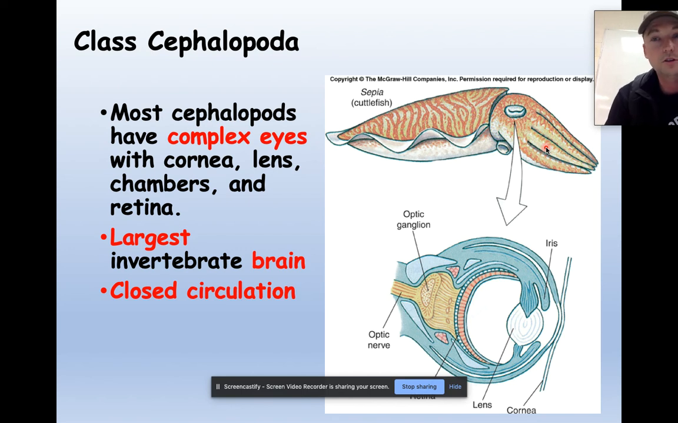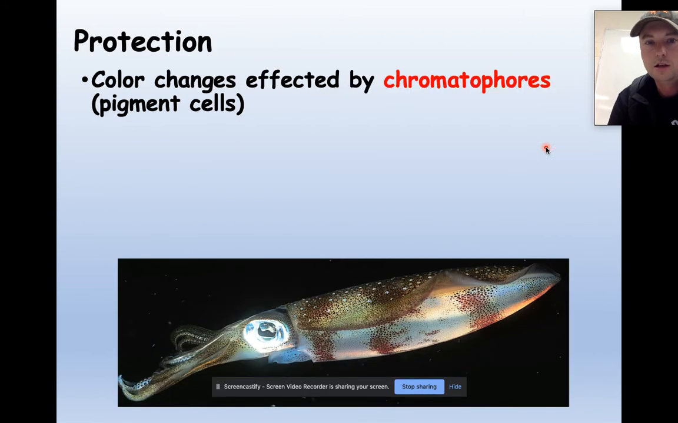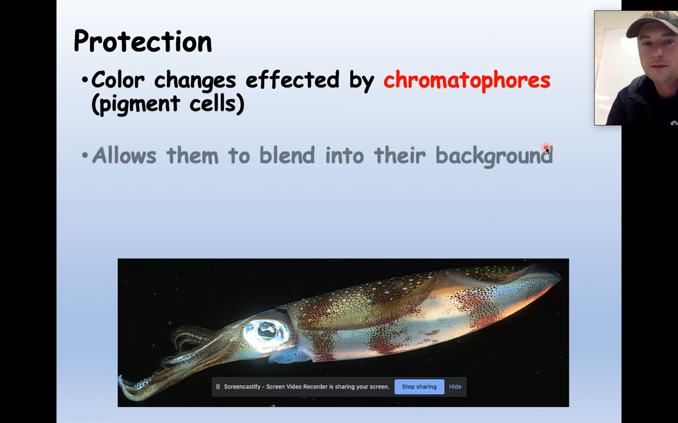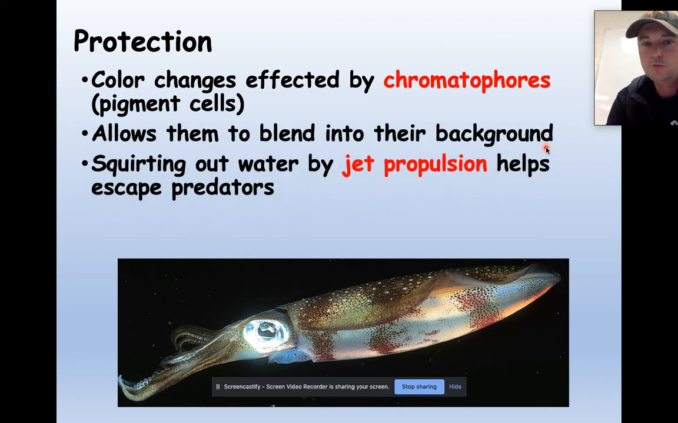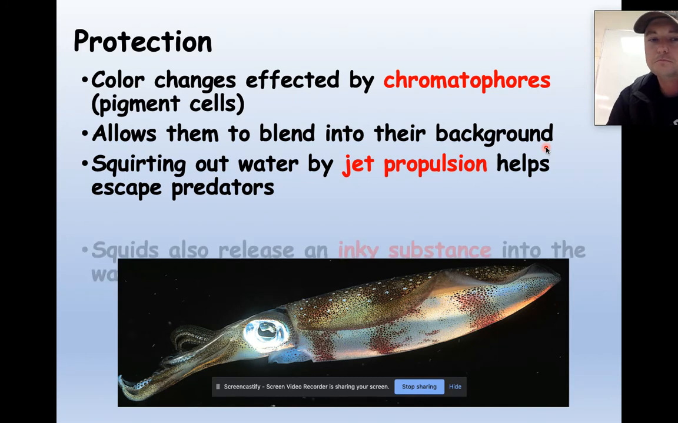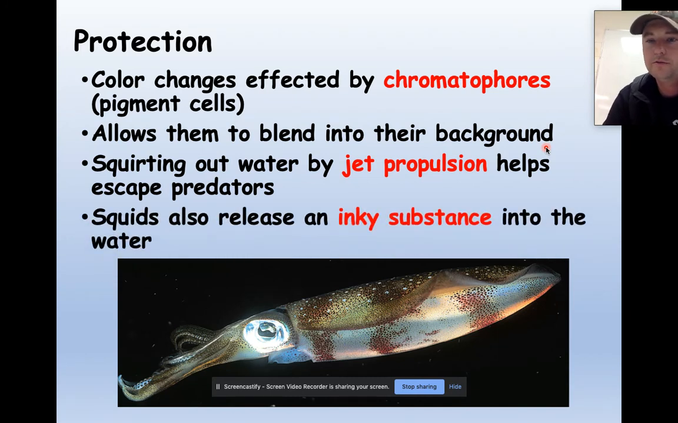Again, these do have closed circulatory systems. Again, they are much more efficient in managing their energy reserves and getting energy to their muscles. We talked about the chromatophores again, constricting or expanding their pigment cells, allowing them to blend into their background. And also, many of them have this ink sac, which helps them to evade predators.